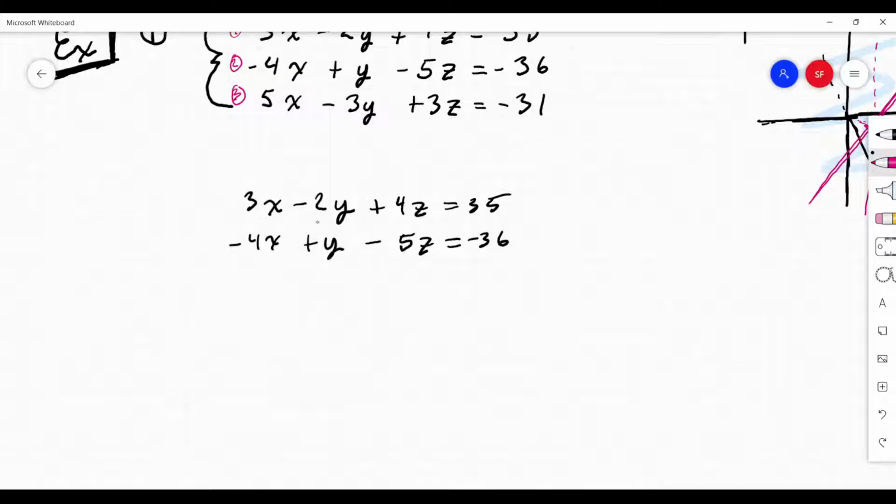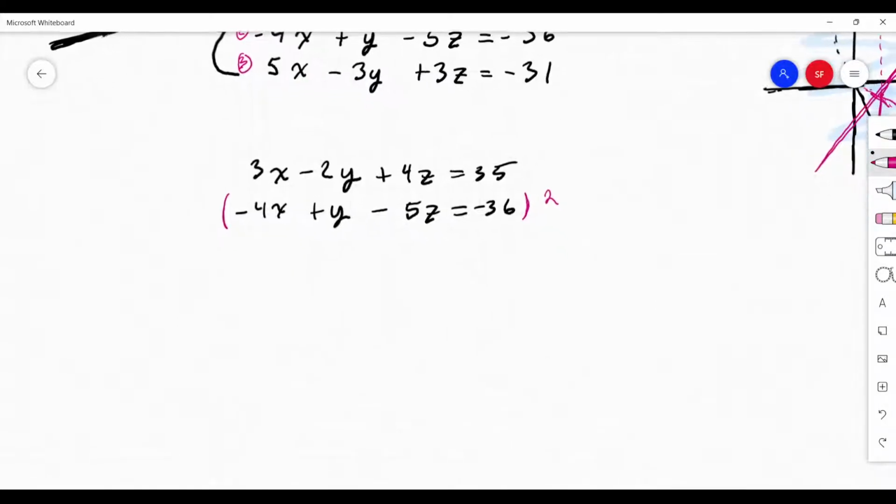So we're going to eliminate the y. So in order to eliminate the y, remember, like our other elimination, we want them to be opposites. So right now the signs are opposite, but the numbers are not. And so what we're going to do is multiply this second equation times 2. So we're going to multiply everything times 2. And I'm going to rewrite that.